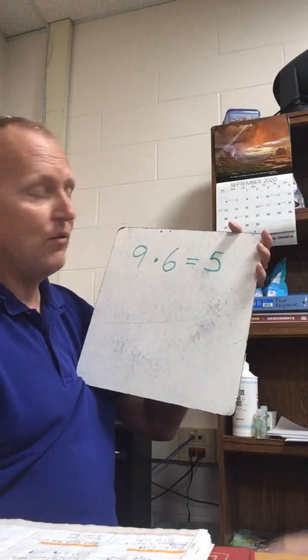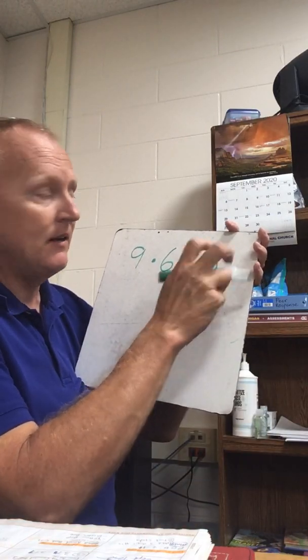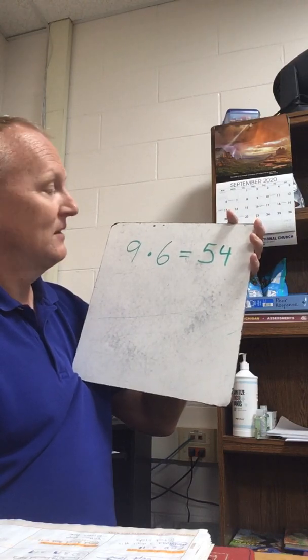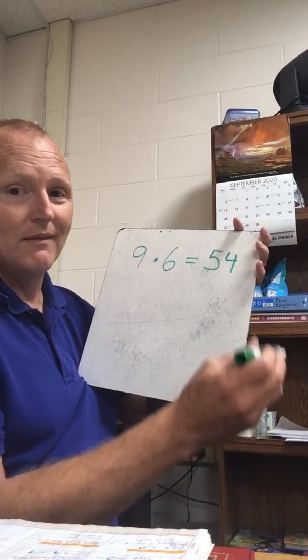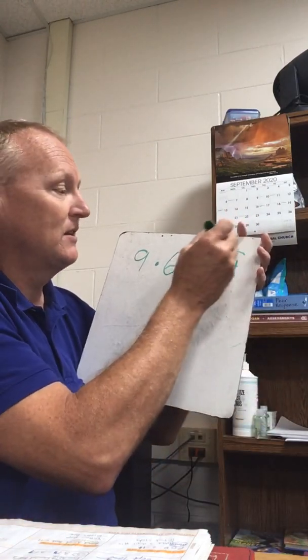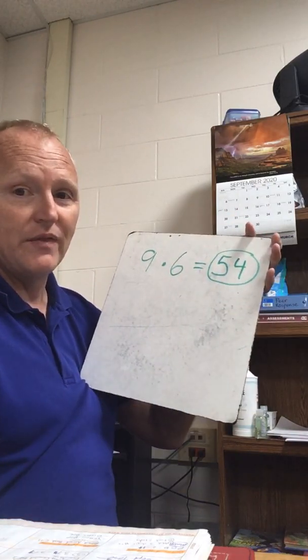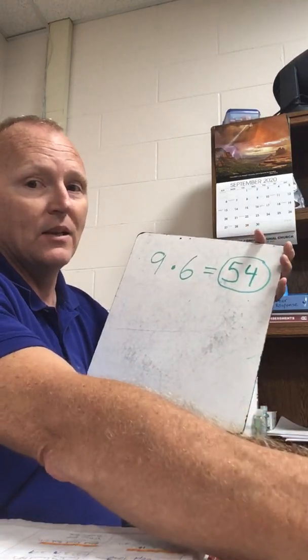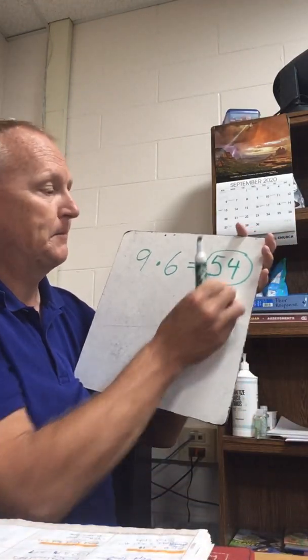Then you ask yourself, what do I add to 5 to get 9? 4. And there you have your product, 54. That's a pretty easy 9 strategy. There's that other one where you can use your fingers as well, and if you prefer that, you can use that strategy. Now let's get back to division a little bit.